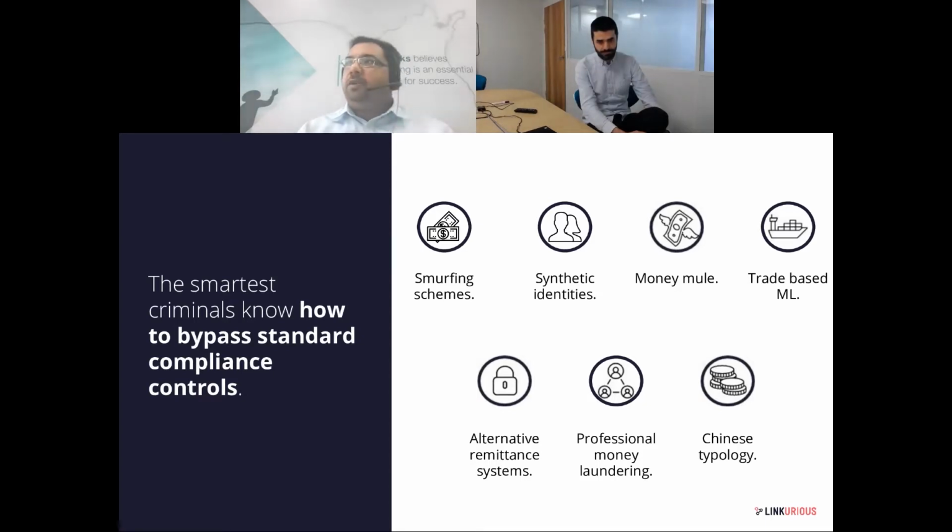Chinese typology is a scheme where high volumes of deposits were made in cash or in the form of remittances from ATMs, which are then immediately withdrawn or transferred in large volumes to Far East Asian jurisdictions like China, Hong Kong, Taiwan, Singapore, etc.